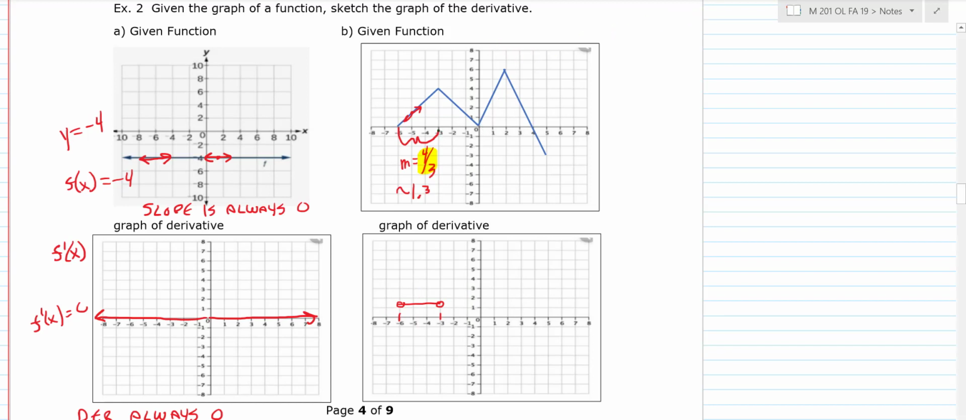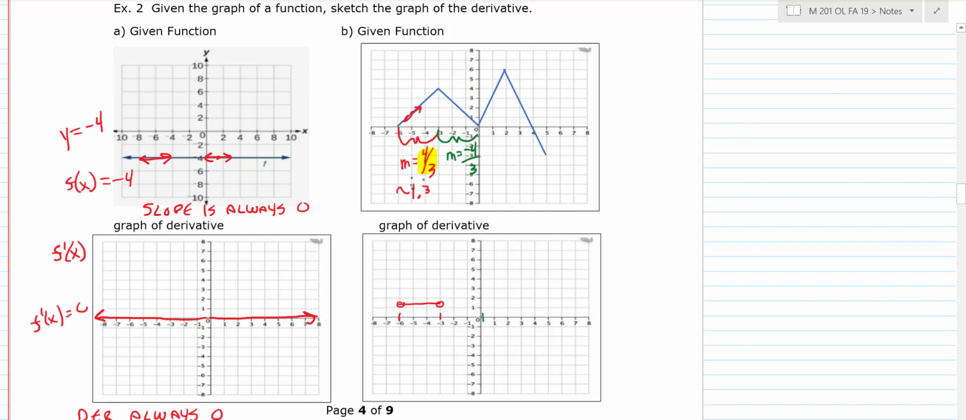Okay, now we're going to look from negative 3 to 0. Negative 3 to 0 is what we're going to look at here. Well, we're going to do the same thing. We're going to find the slope. So that slope is 1, 2, 3, 4 down, 1, 2, 3 over, so it's negative 4 thirds. So that means the value of that derivative is always negative 4 thirds in this interval.